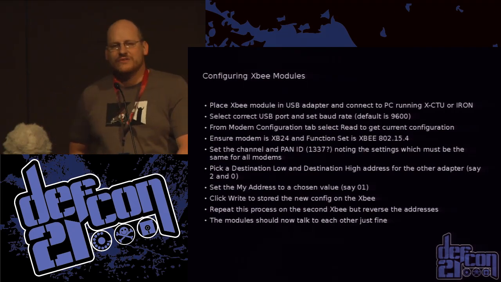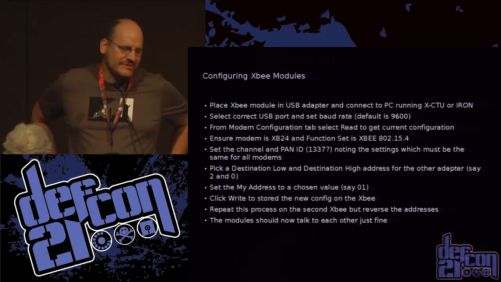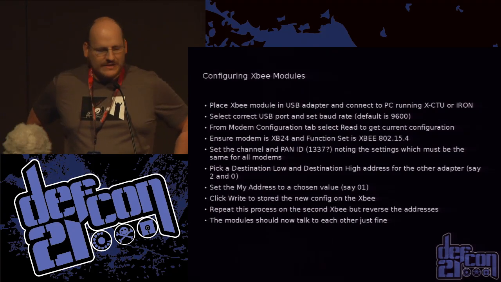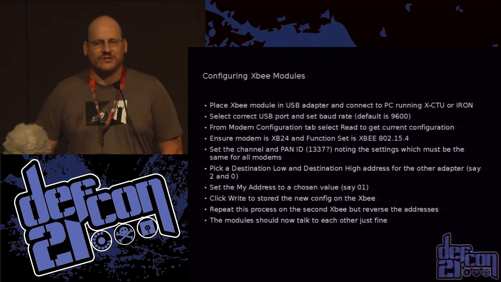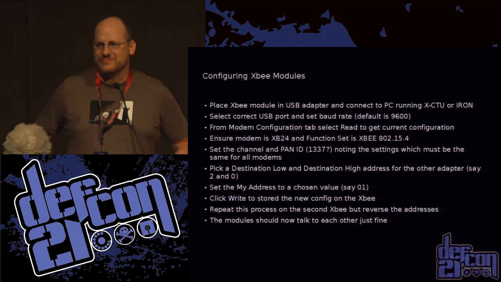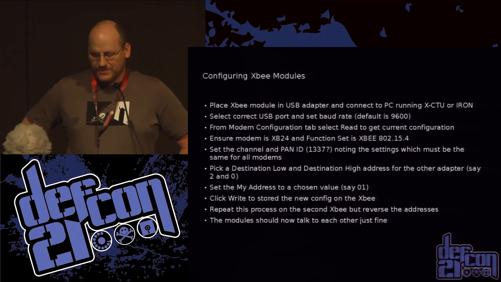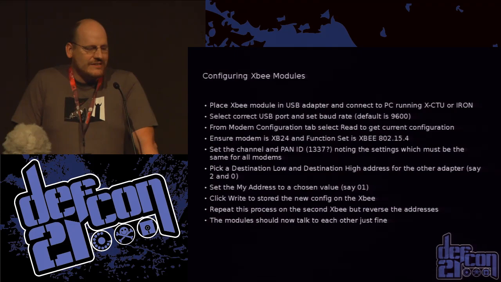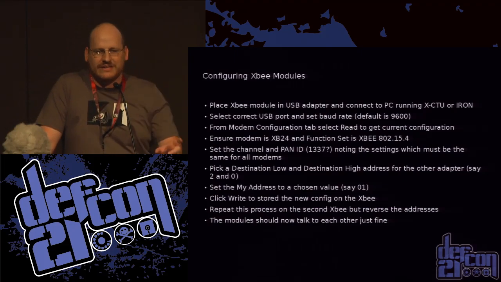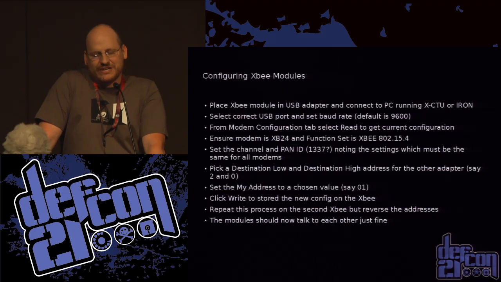So if you get these little XBee modules and you want to configure them, pretty much what you can do is if you have a USB adapter, it's usually the easiest way of doing this. You can put this in its adapter, plug it into your computer, and they provide some software you can run, and you set up different things.